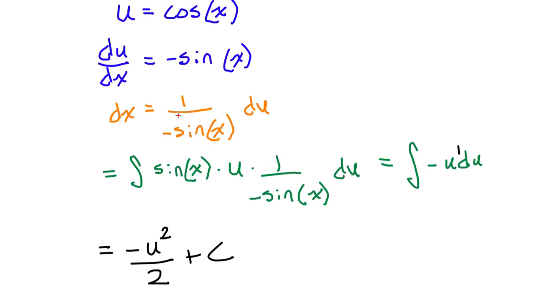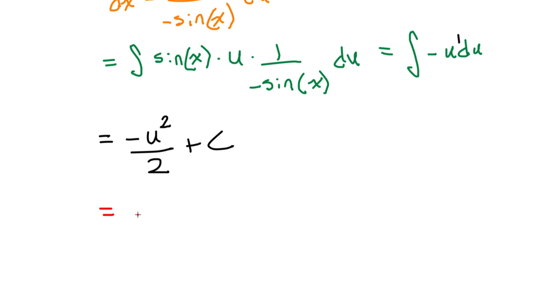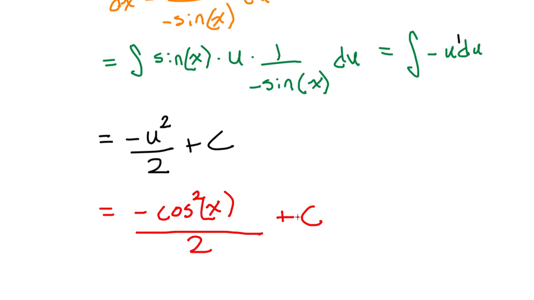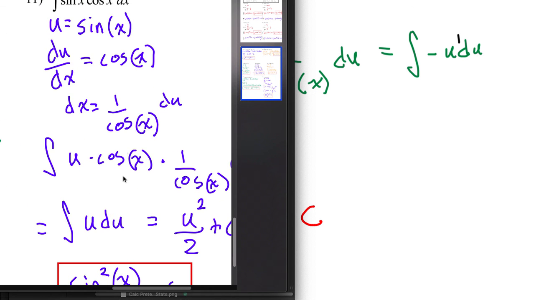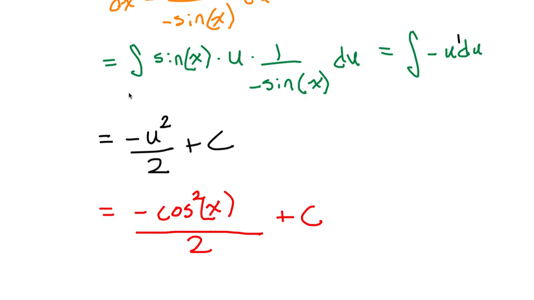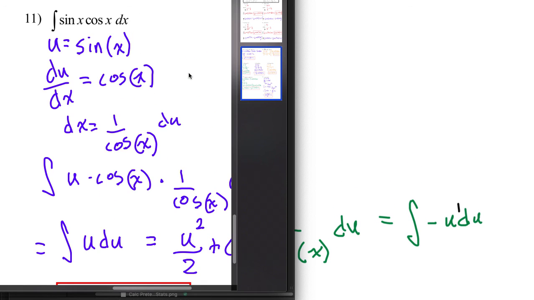So what was our u? Our u was cosine of x. So this is equal to negative cosine of x squared, or normally I put that squared out front, all over 2 plus c. And notice that in the answer key, I have it slightly different. There are 2 different answers to this one. If I come over here to my answer key for number 11, I chose my u to be sine of x. In this case, I chose my u to be cosine of x. So both of these are the same.